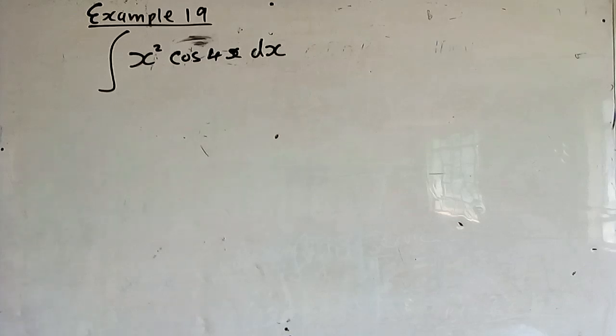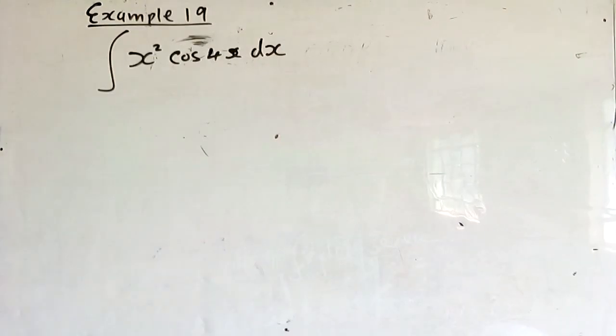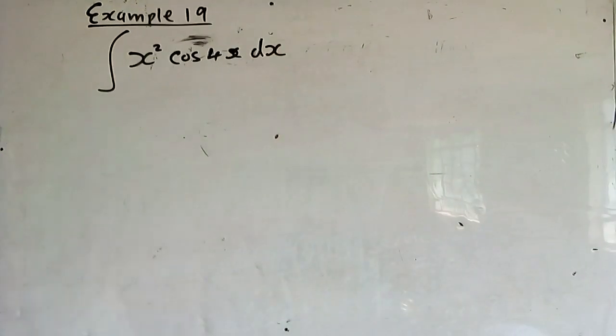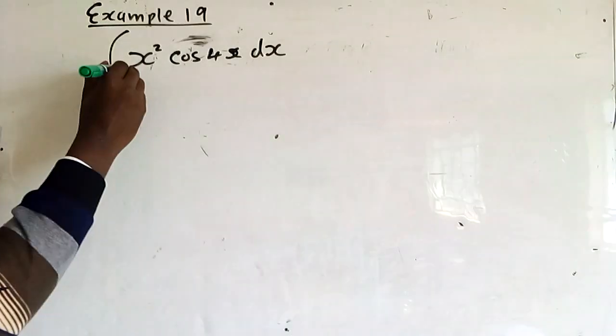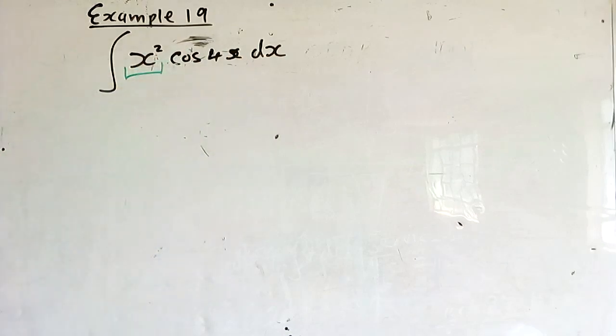Evaluate the integral x squared cos 4x dx. Now if you look at this, there's a product of two functions, isn't it? We have x squared, a polynomial function, and cos 4x, a trigonometric function.